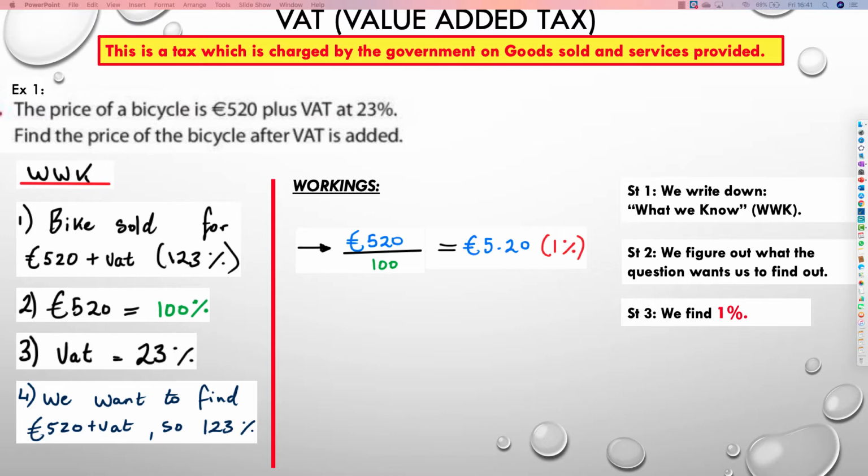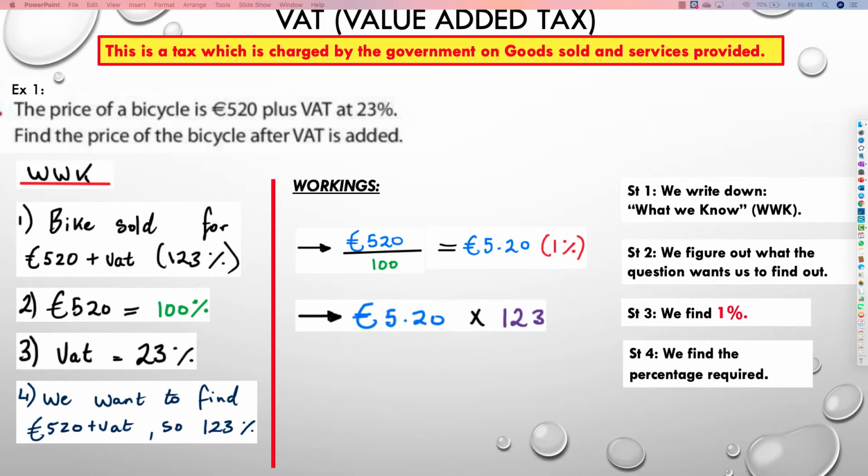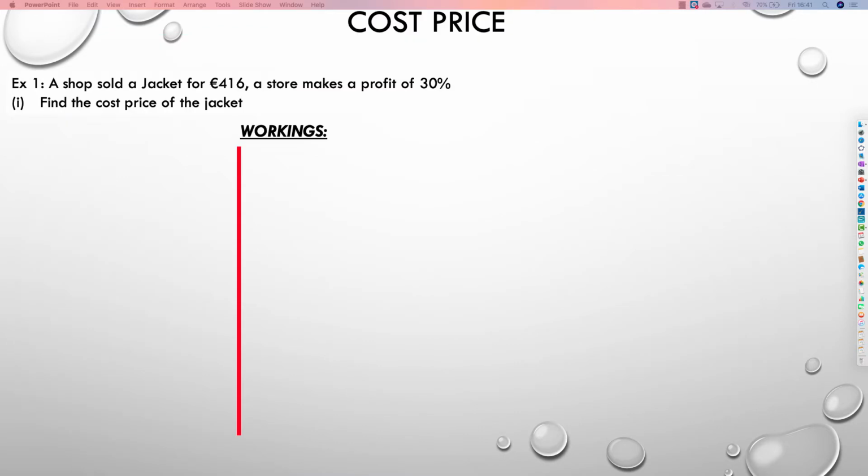So what are we going to do with 5.20? Multiply it by 123. Good girl. That's 5.20 multiplied by 123 is €639.60. Is that right? Right. What about this one?